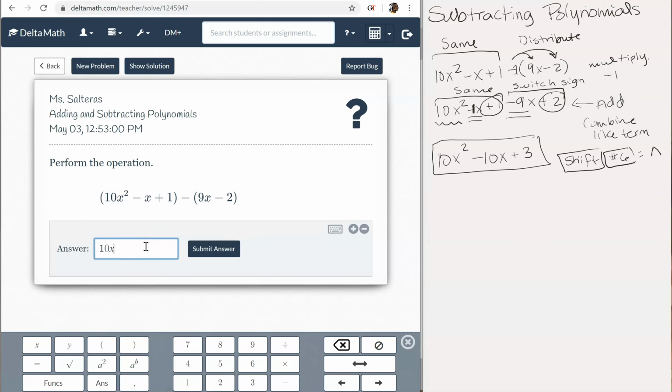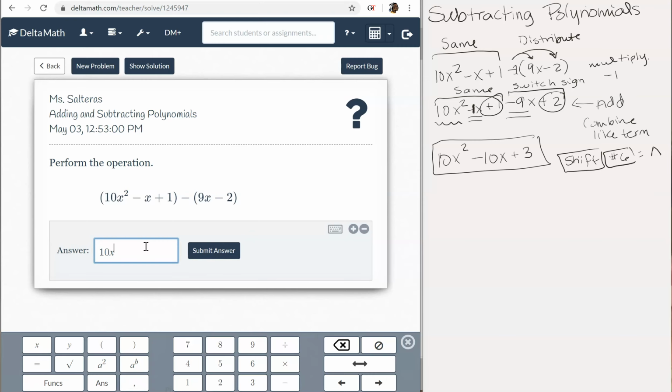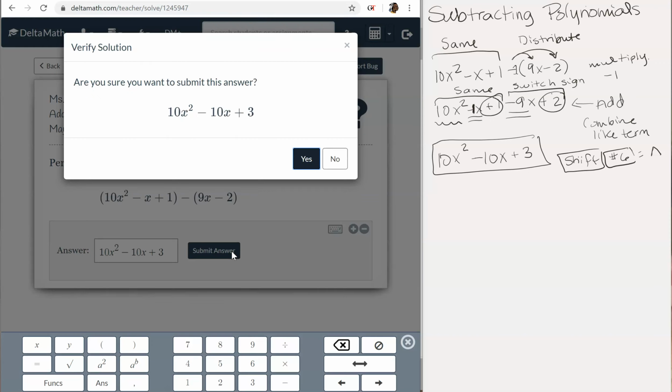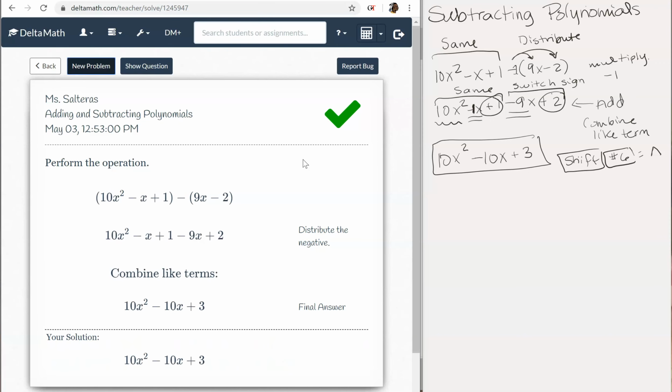So -10x, I'm going to hold Shift, press number 6, and you'll notice that the cursor moves up, all right? So where the exponent would be, and then here you have to press the right arrow in order to go back to the standard line. If you do not, then you're still going to stay inside of the exponent part, all right? -10x plus 3. Okay, submit. Press yes, and there we go.